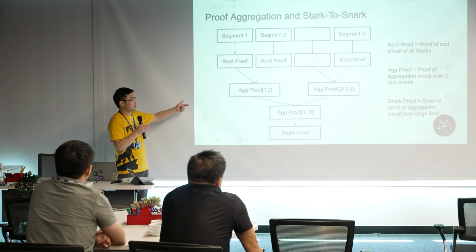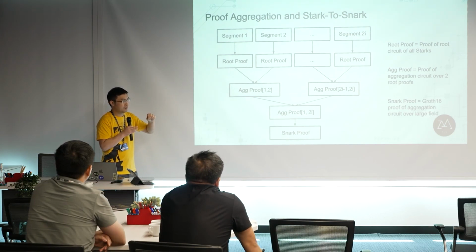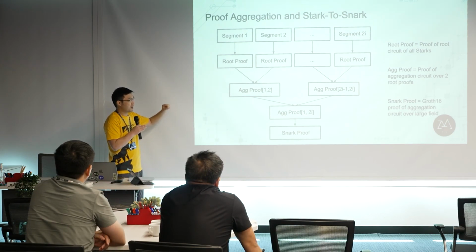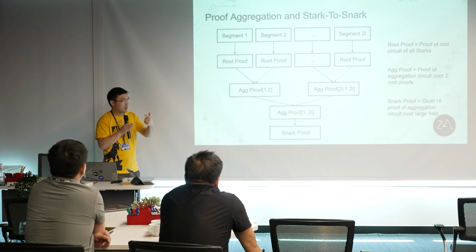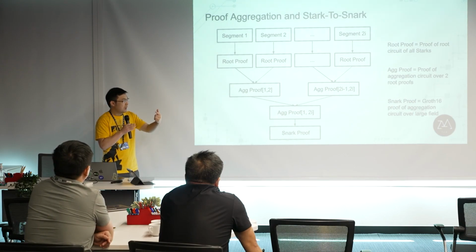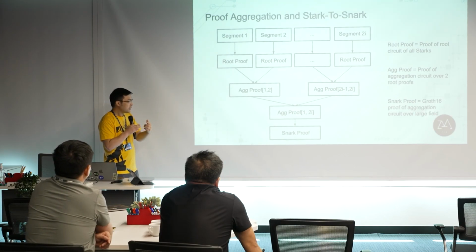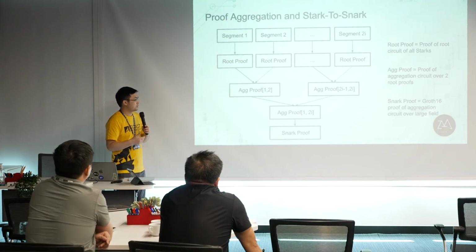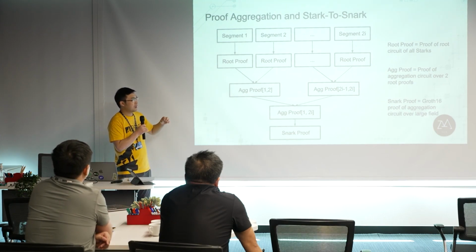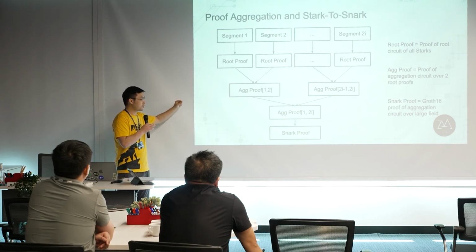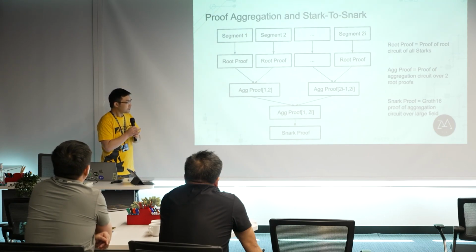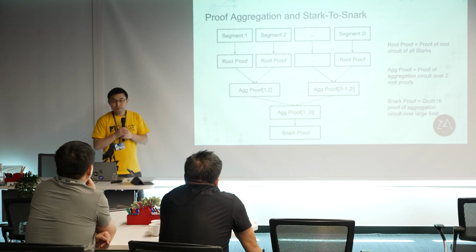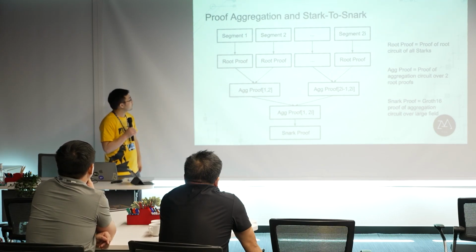Okay, and the second part is we implement STARK verification for two segments, a 2-to-1 STARK verification aggregation circuit. And then finally we apply the STARK to SNARK. We convert the proof from a small field to a big field to make sure that it can be verified on layer 1. What's the relationship between the root proof and the segment proof?